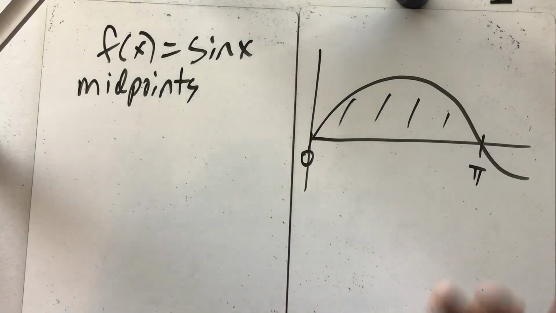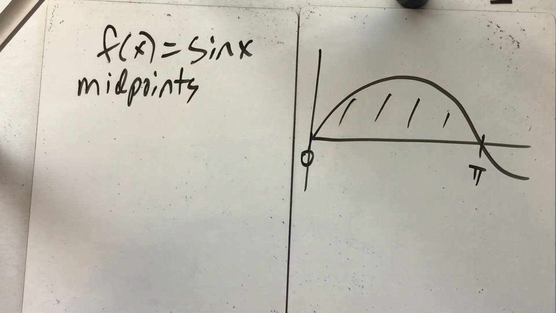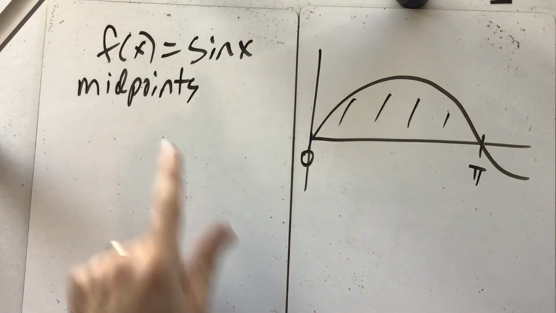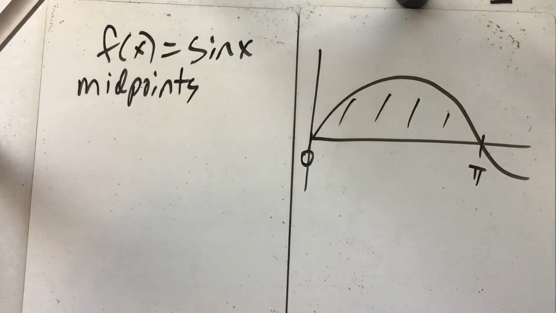So you will get more sophisticated ways to do this in Calculus 2. In Calculus 1, we're only going to be drawing rectangles. But if you use midpoints, that usually gives you the best estimate we can do here in Calculus 1. Okay, so we're going to go from 0 to pi, and we're going to use 3 intervals.